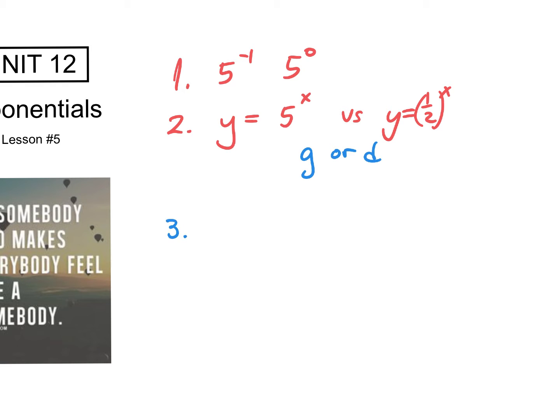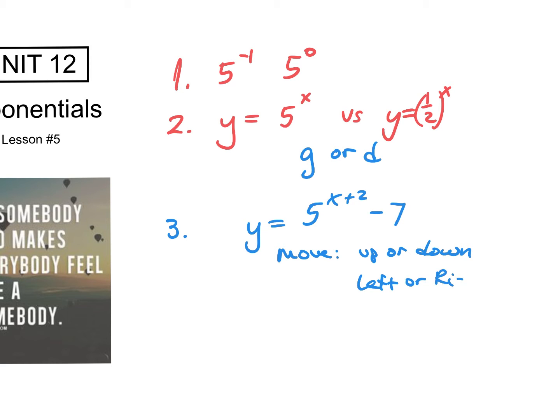Okay, number 3. If you had this one, where does it move? So for example, you might say like right 2 and down 7, but that is not the right answer.